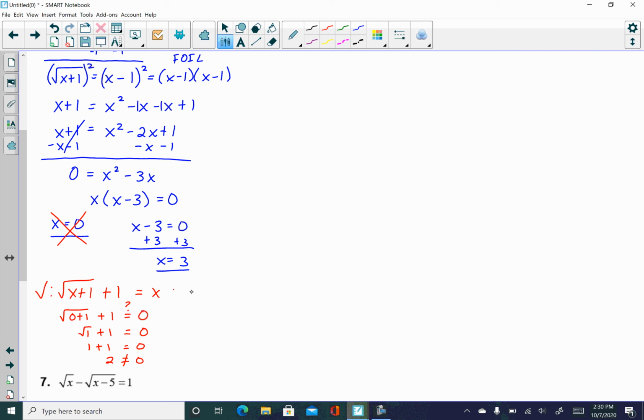Let's try x equals 3. So the square root of, I'll write my problem again. It's x plus 1 plus 1. I'm trying to see, does that equal x? Everywhere I see an x, I'm plugging in 3 now. So 3 plus 1.